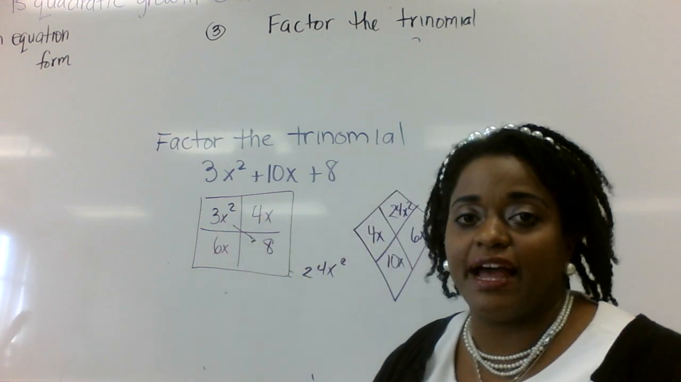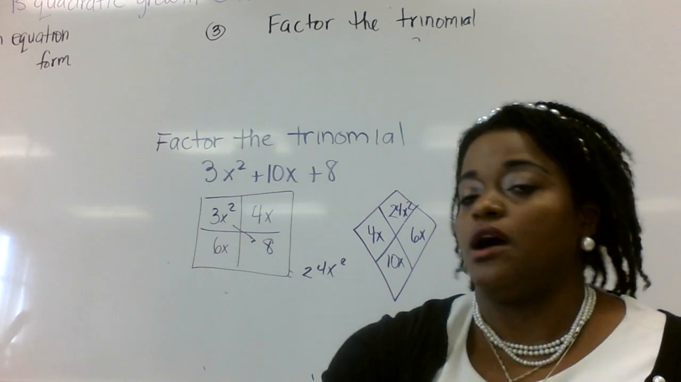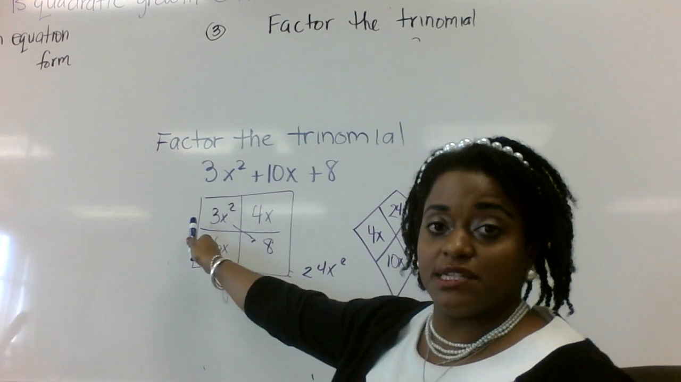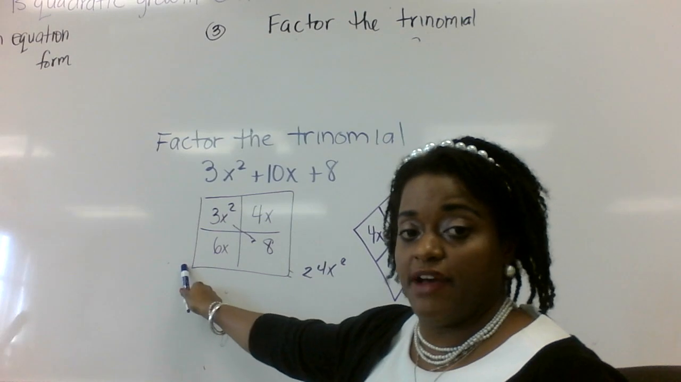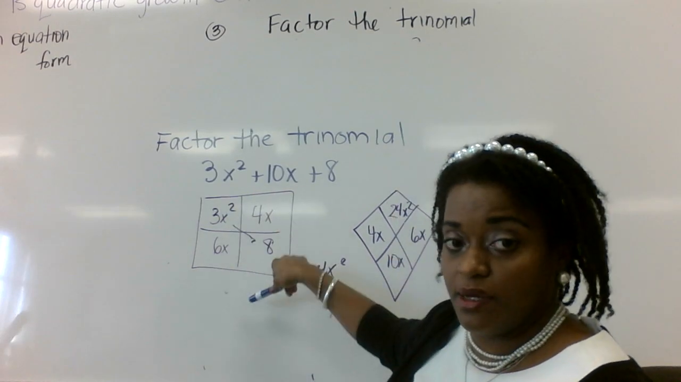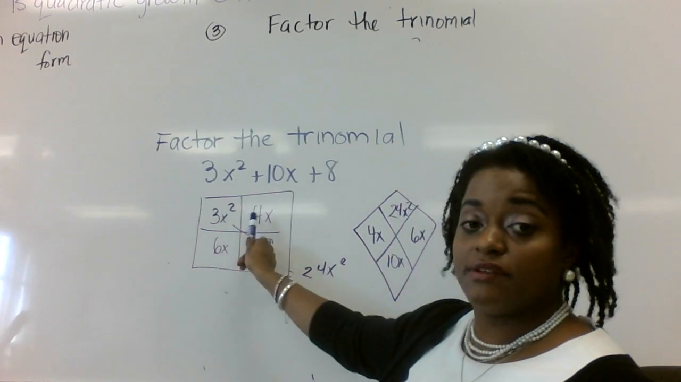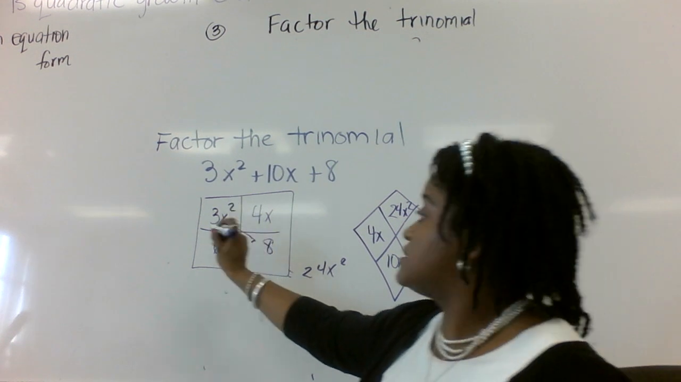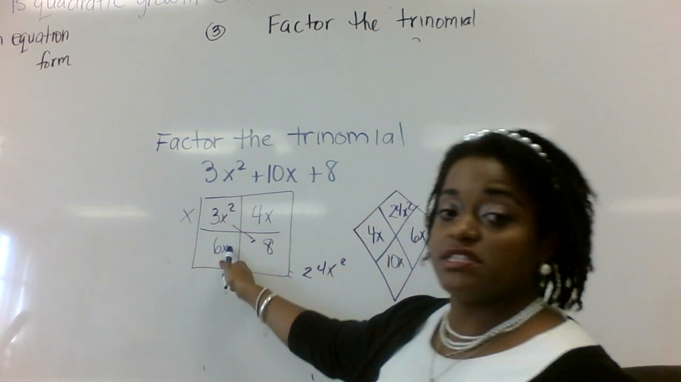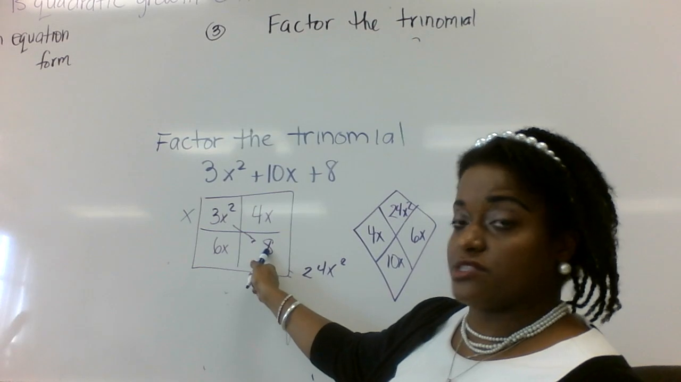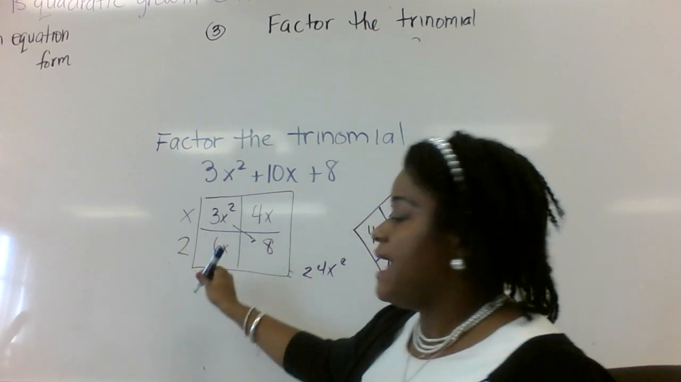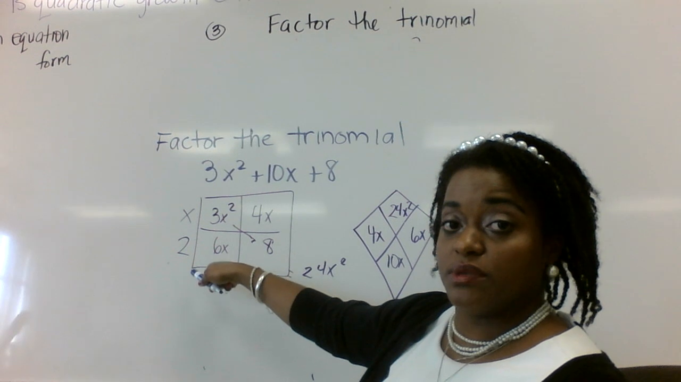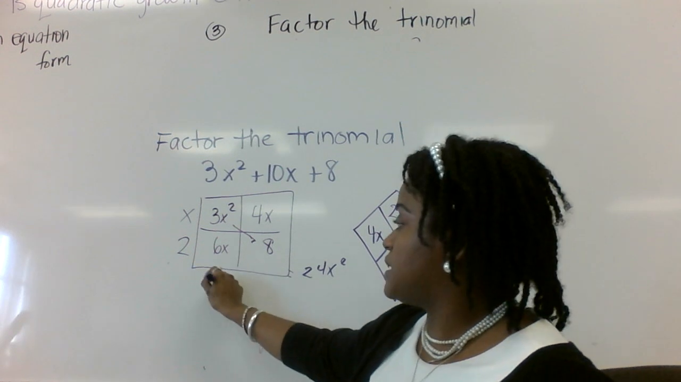Okay, so now we want to find the side lengths, okay? We need to find the greatest common factor. Find the greatest common factor, and then doing it up and down too, okay? For 3x squared and 4x, our greatest common factor is x. For 6x and 8, our greatest common factor is 2. And our greatest common factor going up and down for 3x squared and 6x is 3x.